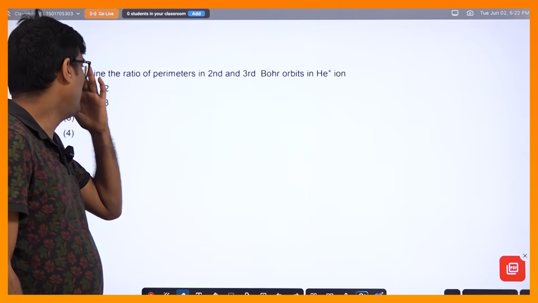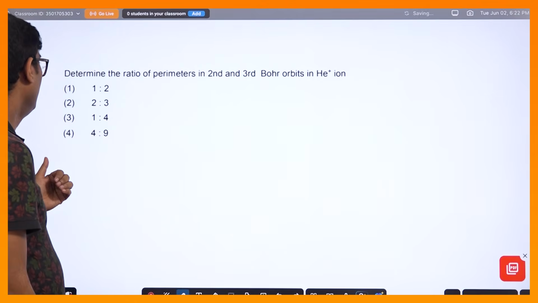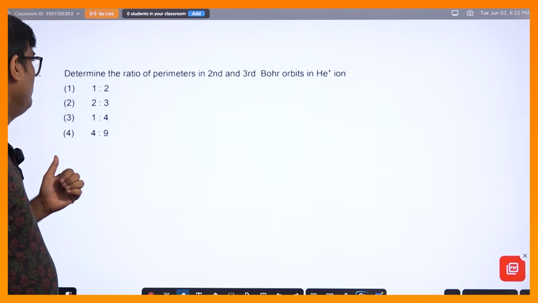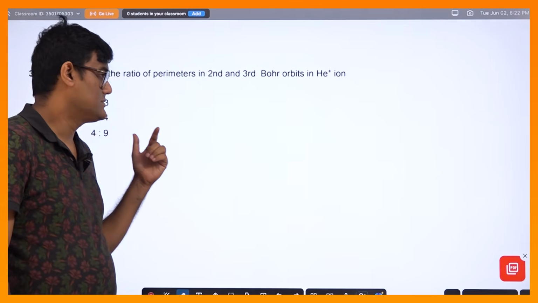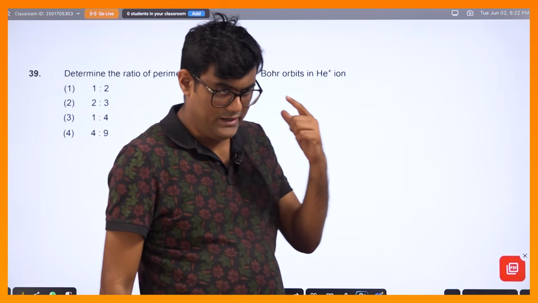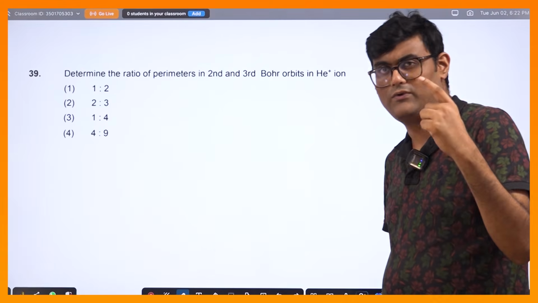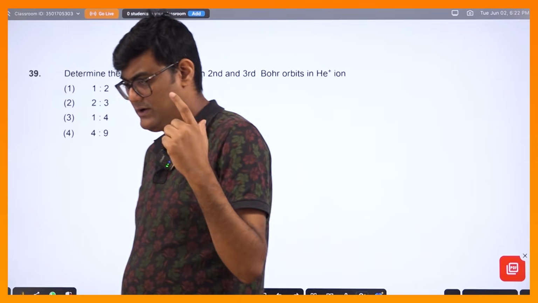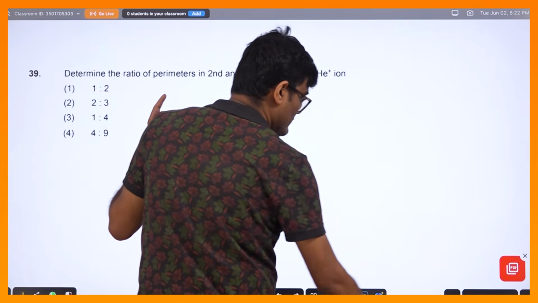Determine the ratio of radii in the second and third Bohr's orbit in He plus ion. A ratio of radii means you have to find the radius, right? And you can remember the formula for radius from atomic structure. It's a direct formula based question. You can do it.